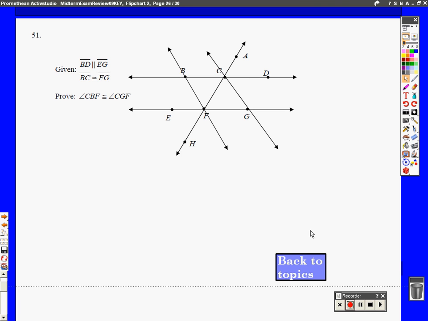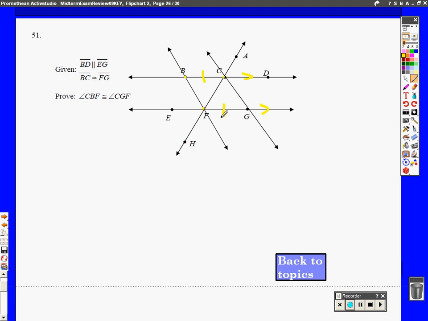Okay, here we are given this diagram and asked to prove that the angle CBF, this angle, is congruent to CGF. And we are told two things. We are told that BD is parallel to EG. I'm going to mark that on the diagram. And we are also told that BC is congruent to FG. I'm going to mark that on the diagram.